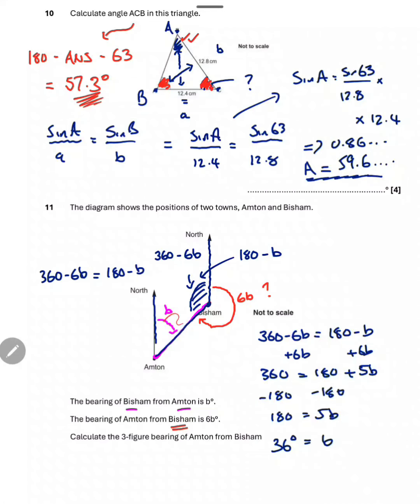Remember, we're not actually looking for b, we're looking for this one, 6b. So I'm just going to do 36 multiplied by 6, and we get 216 degrees.